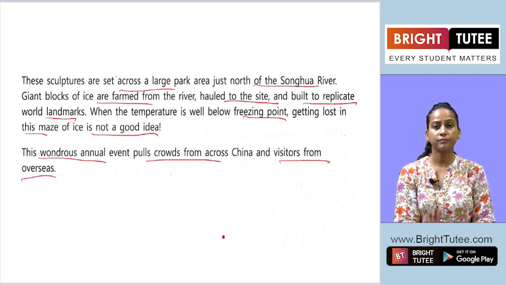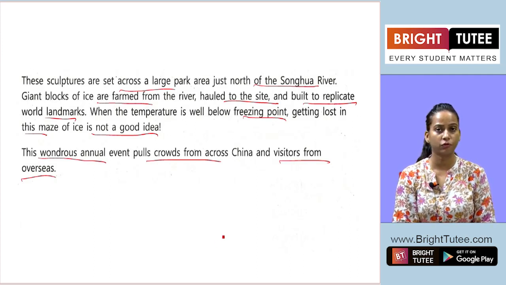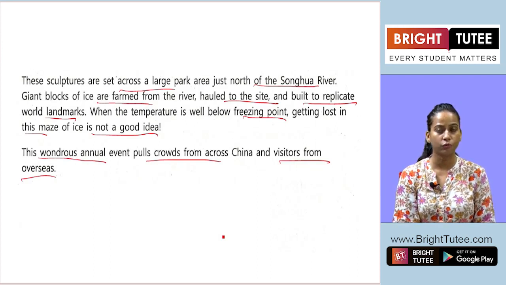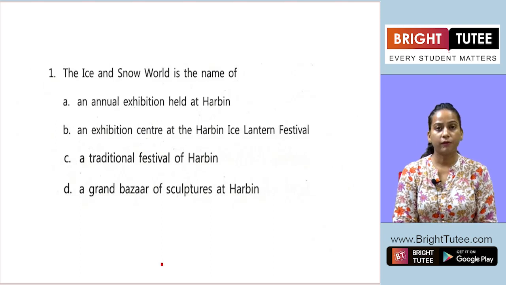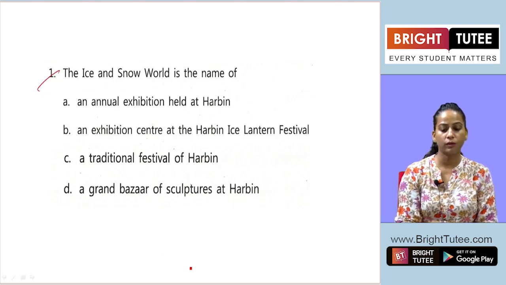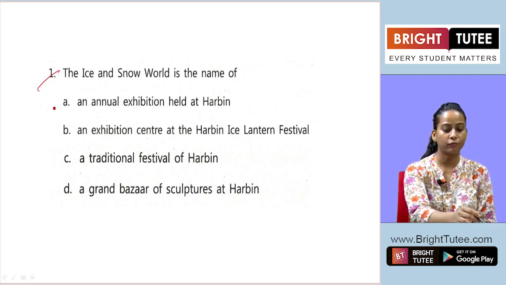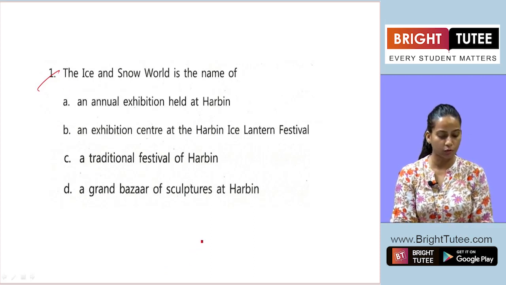Now, we are going to attempt the questions based on that. You have already had glimpses of those questions, and now we are going to read them out again and find out the particular answer for each question asked. The first one they have given is the ice and snow world. The first one, the Ice and Snow World, is the name of... So we have to find out which is the appropriate option out of these 4.